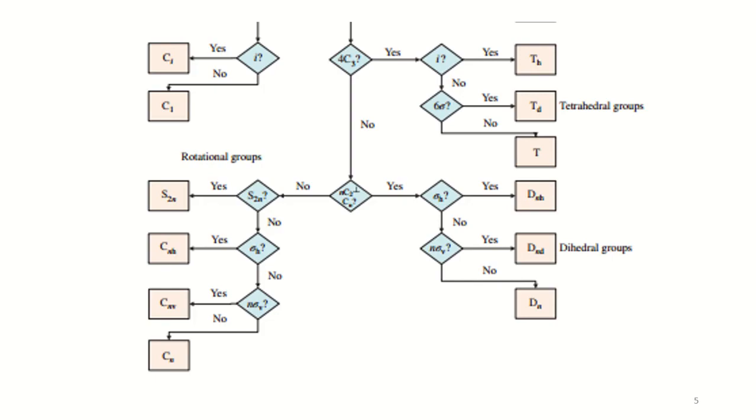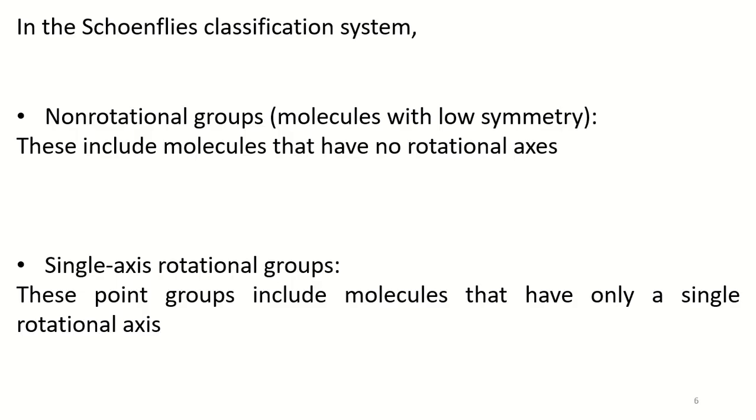C1 means no symmetry elements other than the identity. Ci means only the identity and an inversion center. And the third one is Cs, only the identity and a mirror plane. So why don't we go to the flow sheet diagram and then discuss the non-rotational groups.